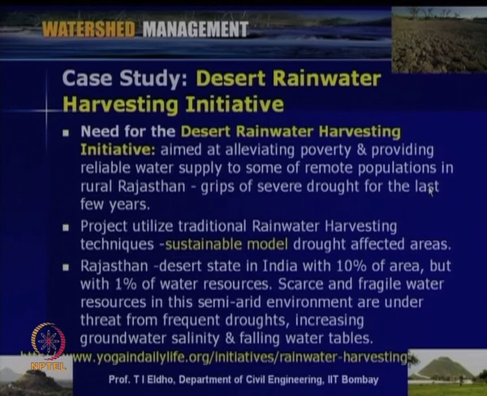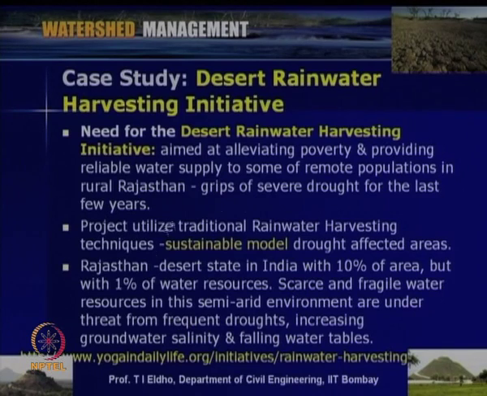So before closing for today's lecture, let us briefly discuss a case study as far as watershed management in arid regions is concerned. The case study is the Desert Rainwater Harvesting Initiative from western Rajasthan. So here the main issue was water availability. This is a sustainable model for drought affected areas, mainly implemented in western Rajasthan.